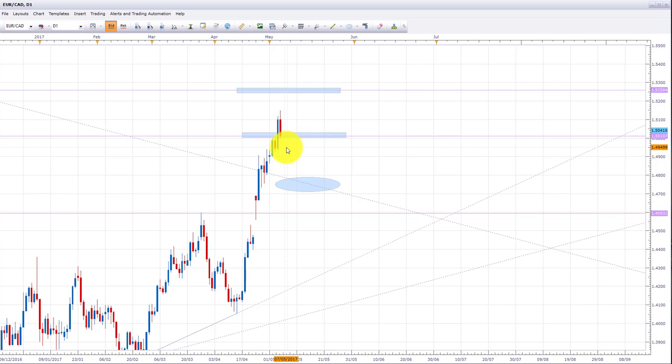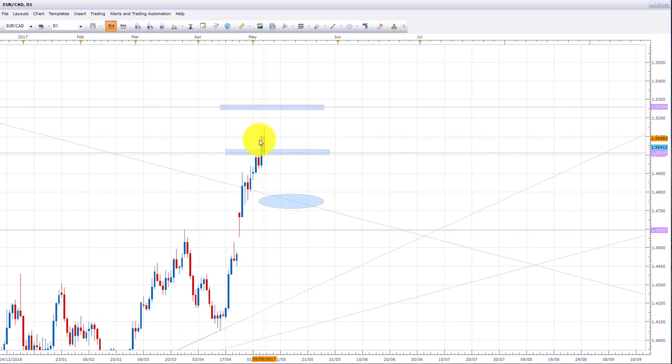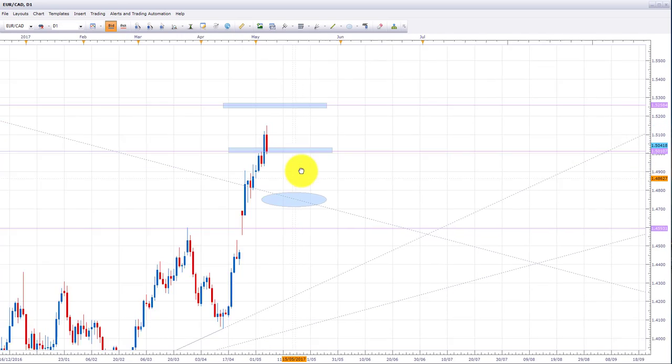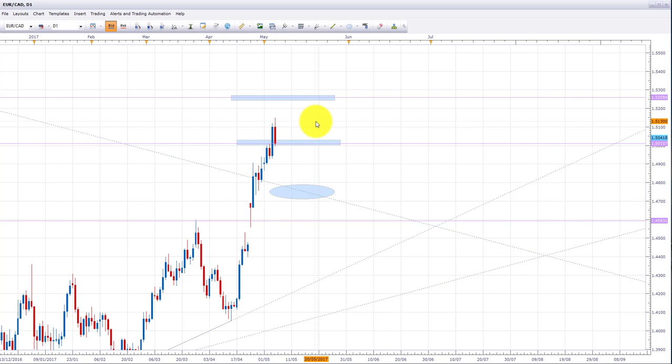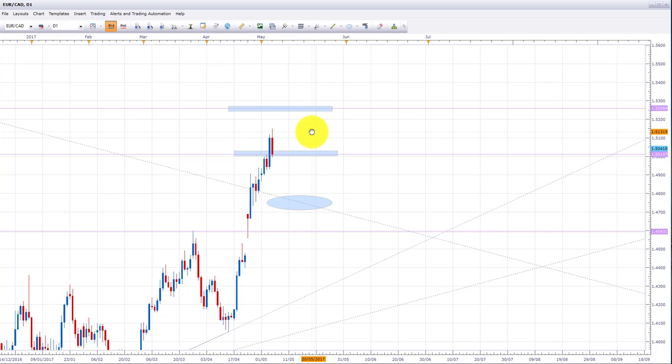If, however, this breaks down and it starts coming back into this area, then we could see a retest of this downward sloping trend line. However, I would suspect probably this is going to hold if oil is on the decline, and like I say, if Macron wins the French elections tonight. So EurCad is one to keep your eye on for next week. Could be looking at some nice opportunities up to the 1.52 area.